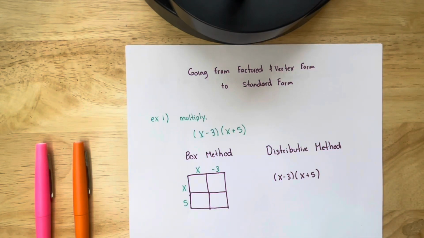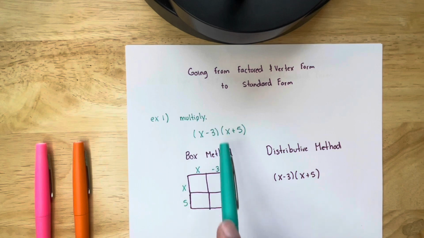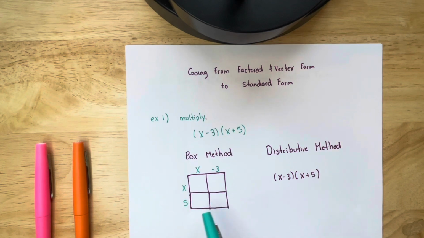Hi everyone. In this video, we're going to work on how to distribute when given factored and vertex form, and how do we actually distribute it so that we can make it into standard form. So you got to remember, in this lesson, this was a previous topic that we worked on, distributing, and we worked on the box method, which was every time that you distribute two parentheses, you set it up as a box and you fill everything in.